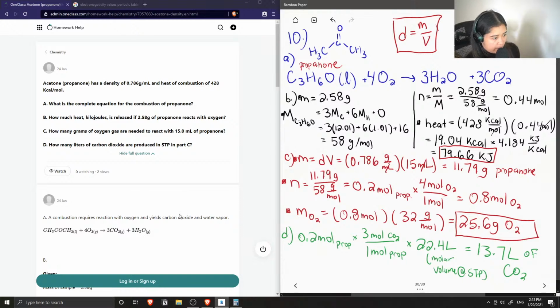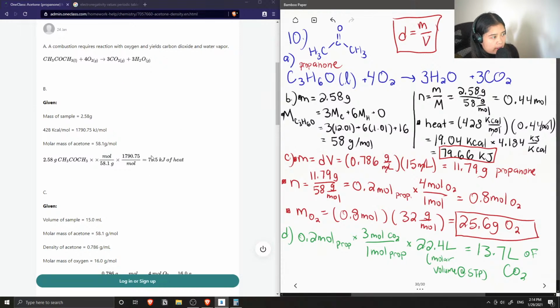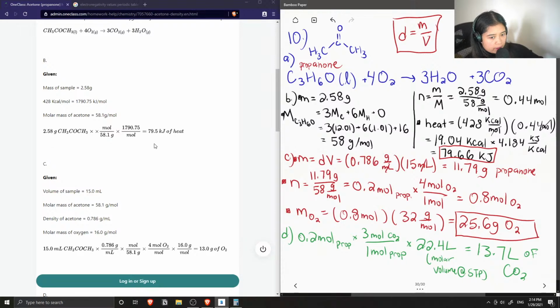Okay, so again, this was a multi-step question, and it's a good question to ask on a midterm or an exam because it touches upon so many different topics. So for part A, they balance the equation. So 1 propanone plus 4 O2 makes 3 CO2 plus 3 water. The mass of the sample is 2.58. They converted to kilojoules first, which is also what you can do for this question. And they found the molar mass to be 58 grams per mole. And they also got 79.5 kilojoules of heat.